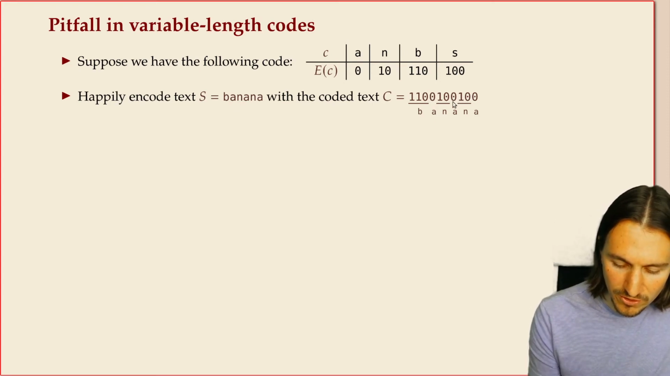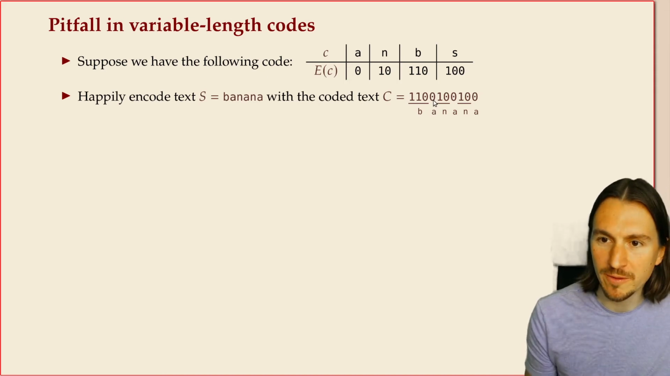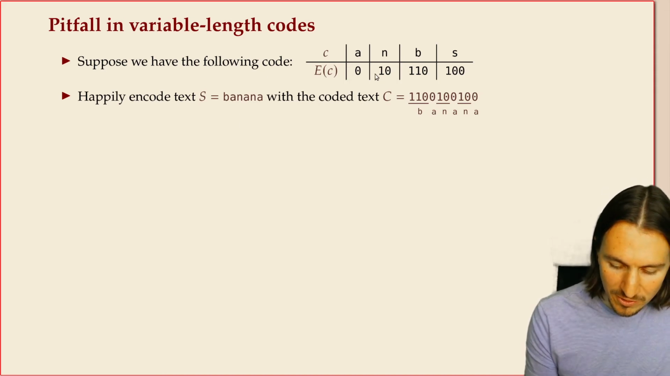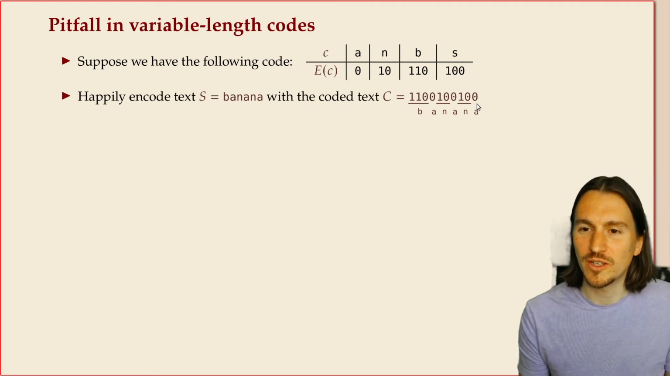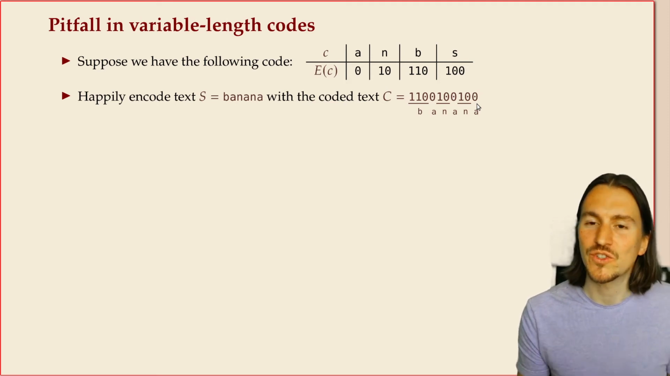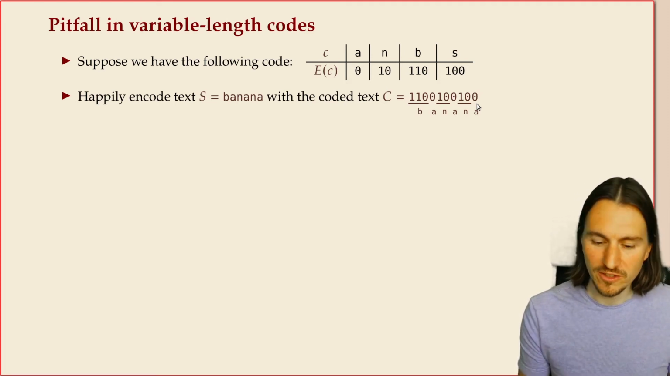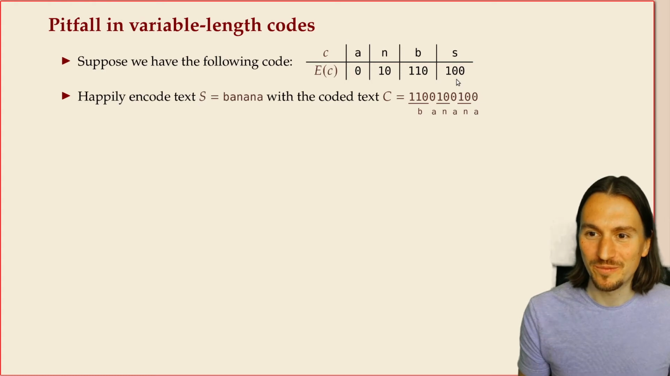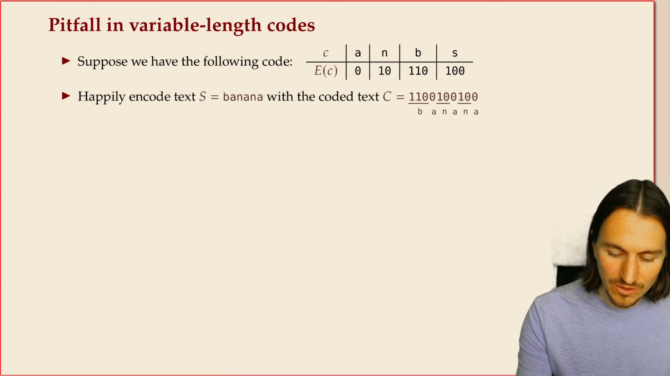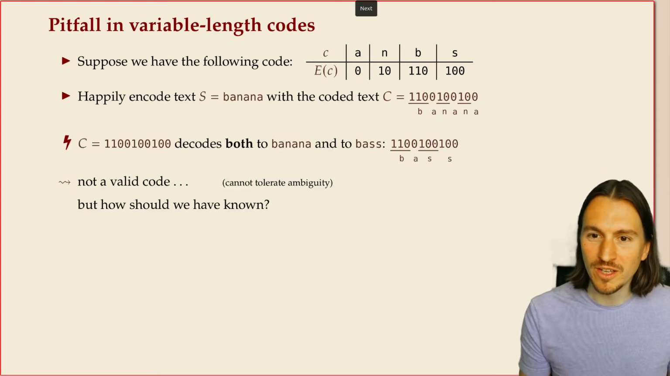A has code word 0, so I append a 0 for A. N happens to be 10, so I write that. A was a 0, 10 again for N, and another A. That's the coded text for banana in this variable length code. It's obviously variable length because the code words have 1, 2, or 3 bits. Okay, sounds fine. So what could go wrong?